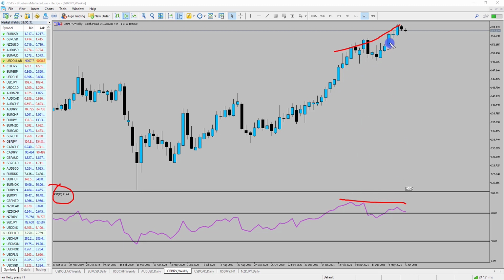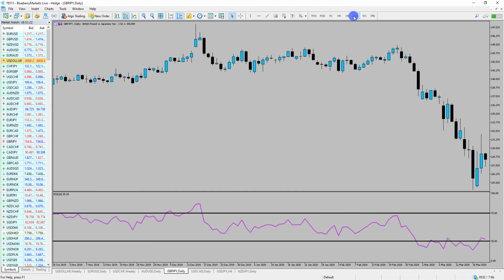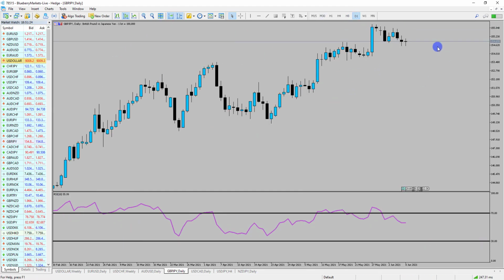So basically saying that the momentum here may start to shift to the downside because it can't break above that previous high on the RSI indicator. So that's interesting to see that little bit of divergence there. That's what's given me a little bit of thought to this potentially moving to the downside.